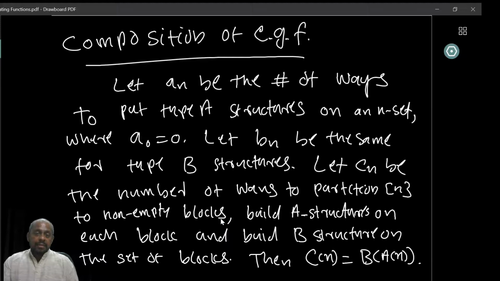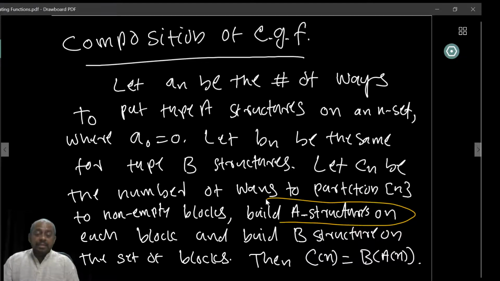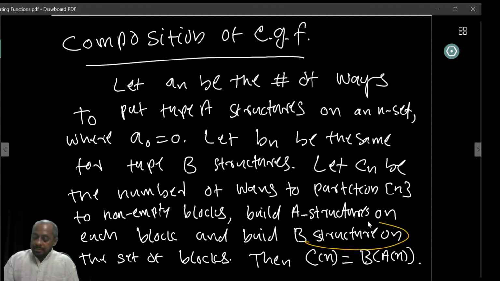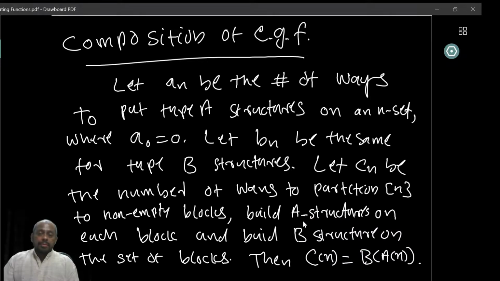Okay, so we are partitioning into blocks. Then build A structures on each of the blocks. Okay, so type A structures I make on each of the blocks, then build type B structures on the set of the blocks. So what we do is that we partition the set 1 to n into non-empty blocks. Then we build type A structures on each of the blocks, and then build type B structures on the set of these blocks.